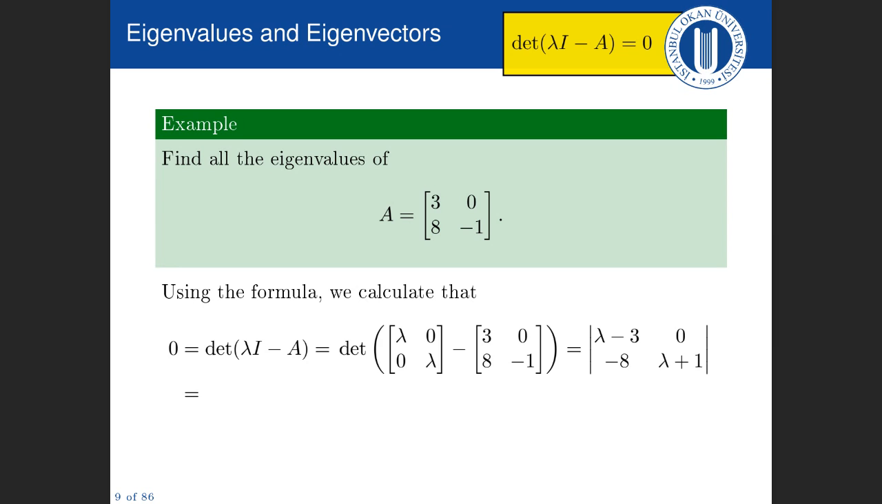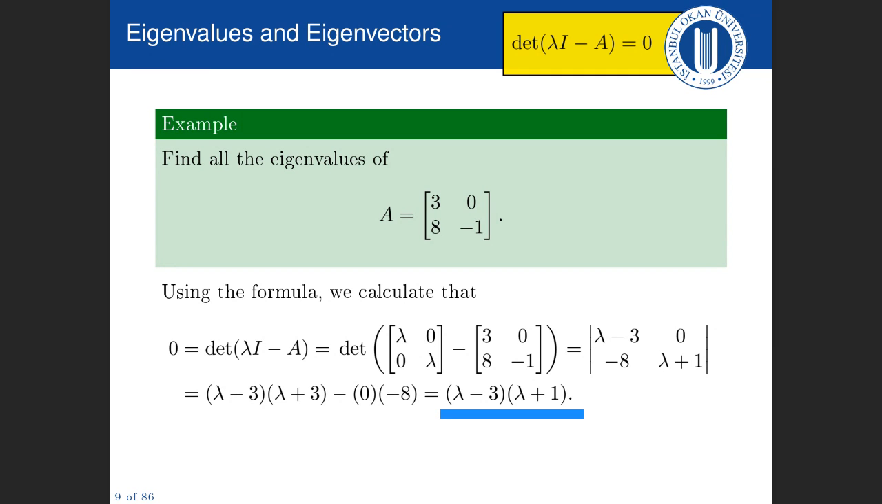And then we put in what we have. Lambda I, lambda multiplied by the identity matrix for a 2 by 2 matrix, is just lambda, 0, 0, lambda. And then we're going to do minus A. We want the determinant of the 2 by 2 matrix lambda minus 3, 0, minus 8, lambda plus 1. And of course, we know how to do the determinant of a 2 by 2 matrix. I'll leave it for you to check that this is equal to lambda minus 3 multiplied by lambda plus 1.